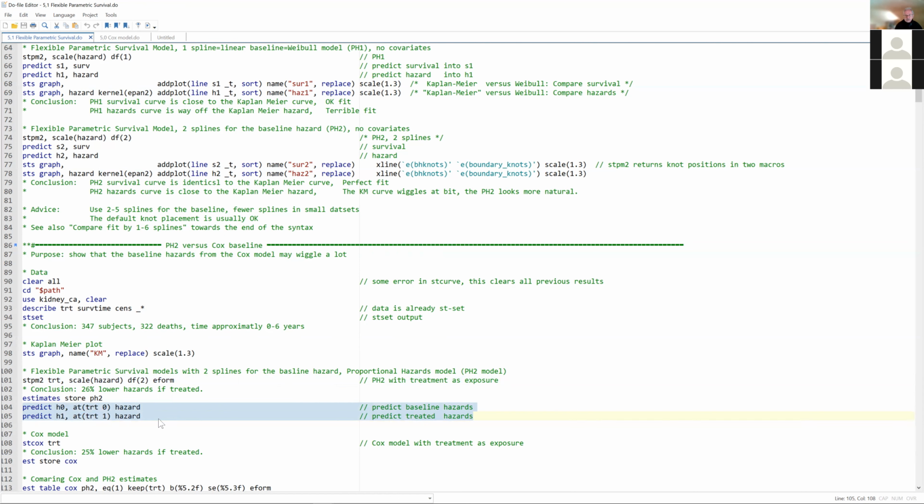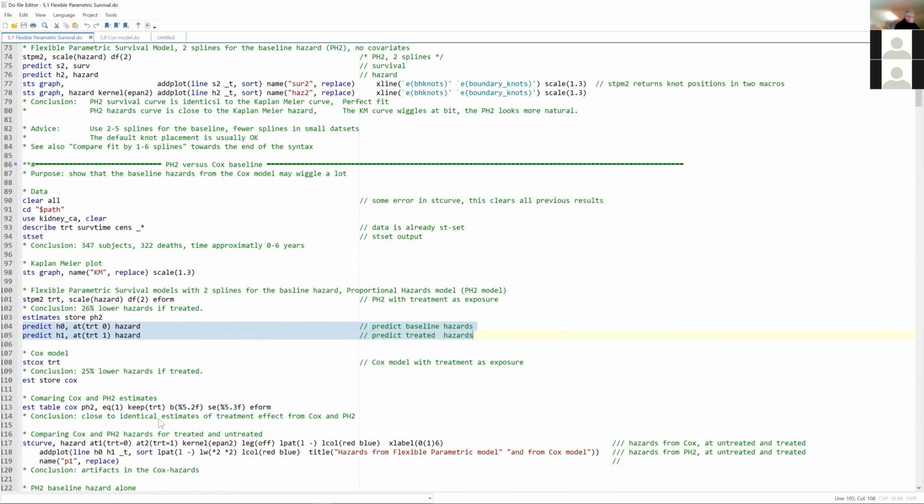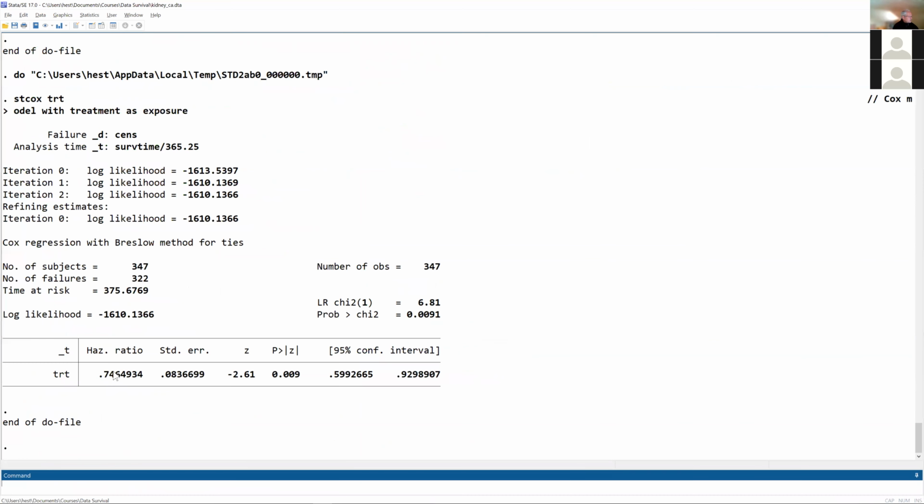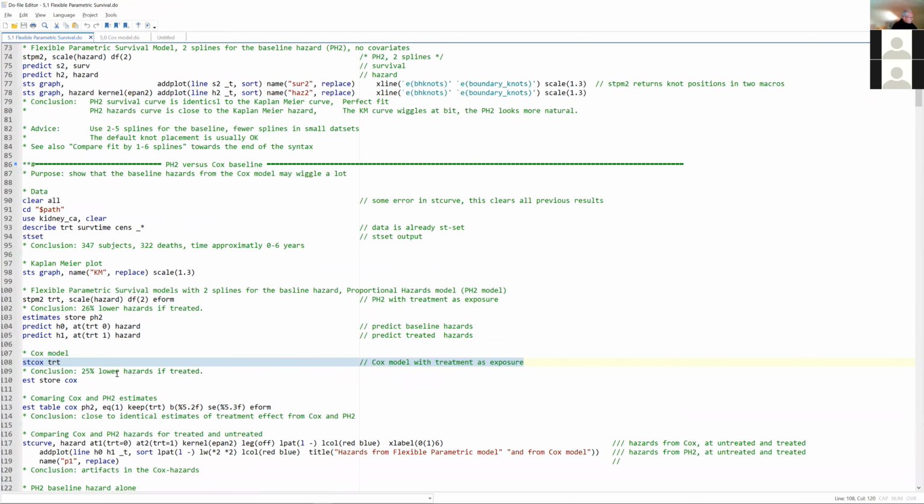Now I'd like to compare this to the Cox model. So I run stcox treated, or treatment. And I get a very similar estimate of 0.74, 0.75 maybe if we round it off. So this time 25% less death among the treated. Here I do a table of, and I store this one as the Cox model.